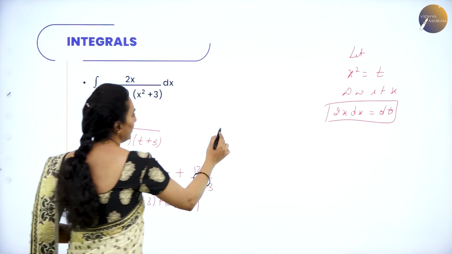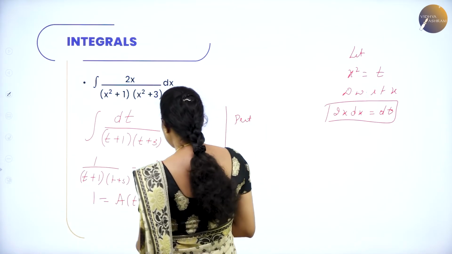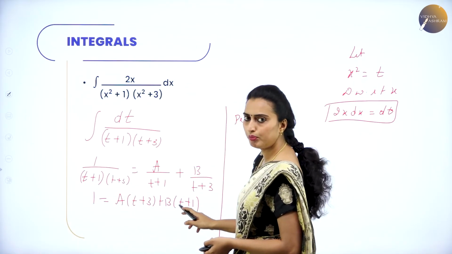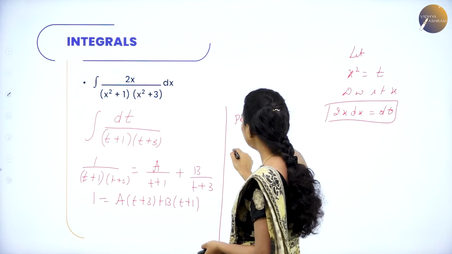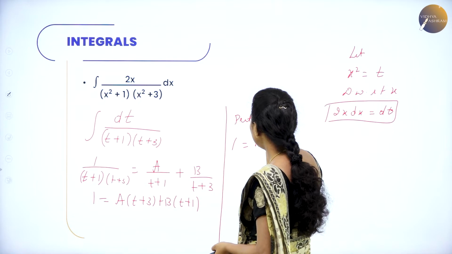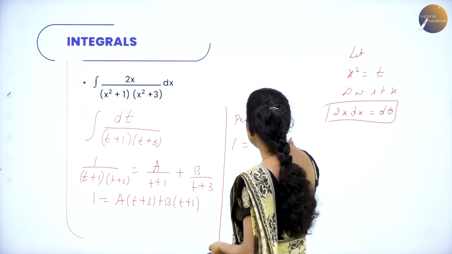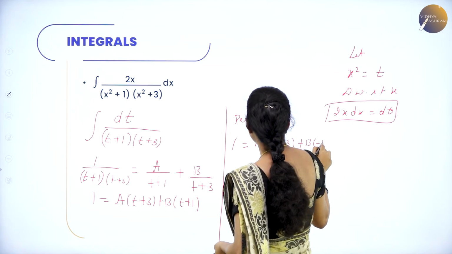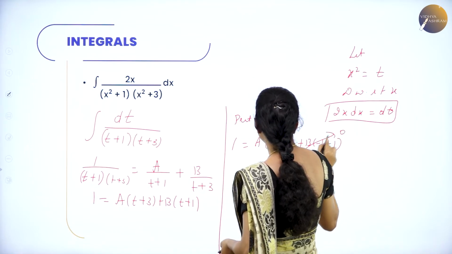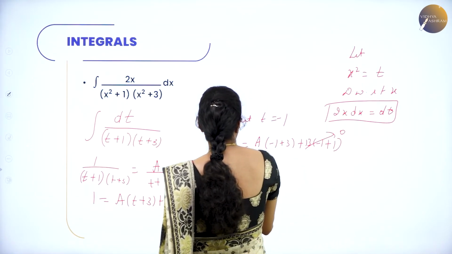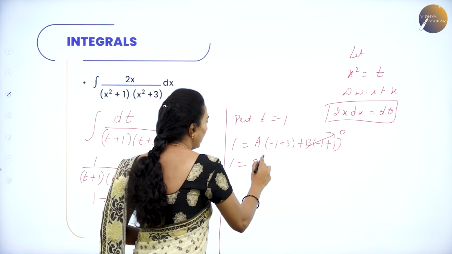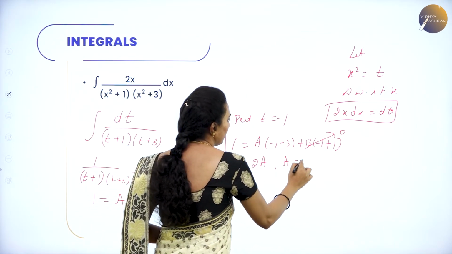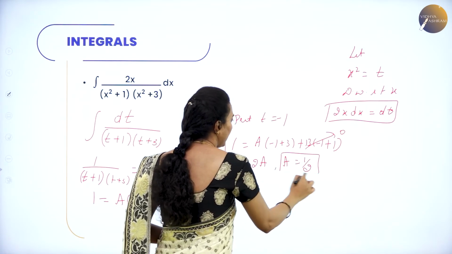Put t is equal to minus 1, since I don't want b. Then on the left-hand side 1 will be a into (minus 1 plus 3) plus b into (minus 1 plus 1), which will become 0. Now you are getting 1 is equal to a into (minus 1 plus 3), which is nothing but 2, so 2a. Otherwise a will be equal to 1 by 2. Now you have got a as 1 by 2.